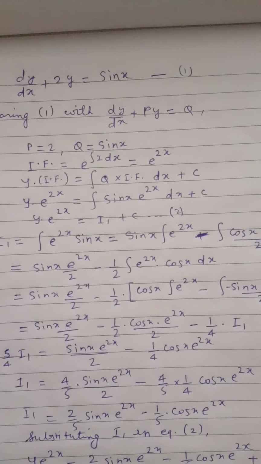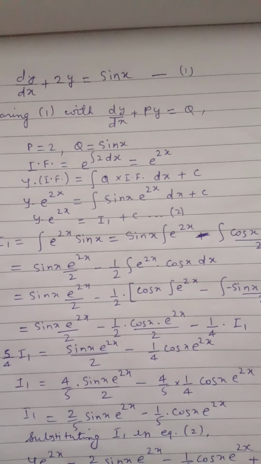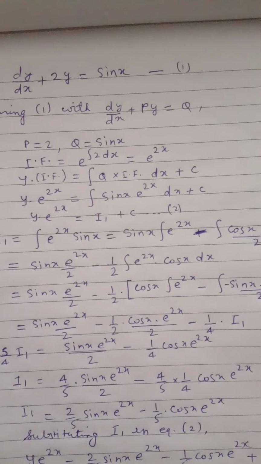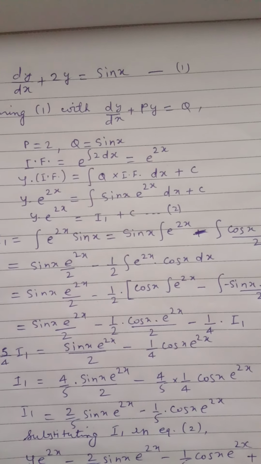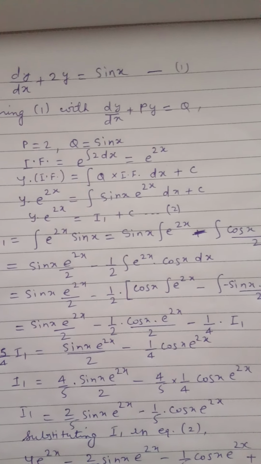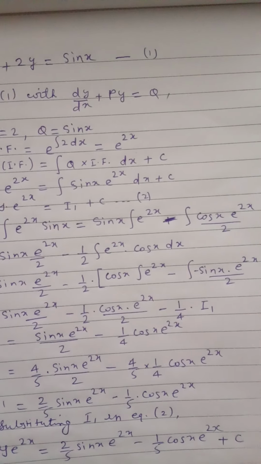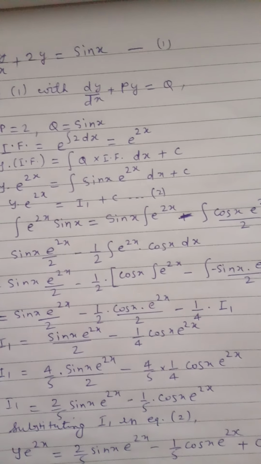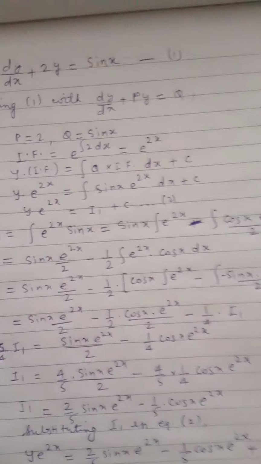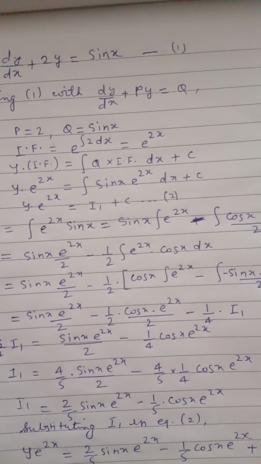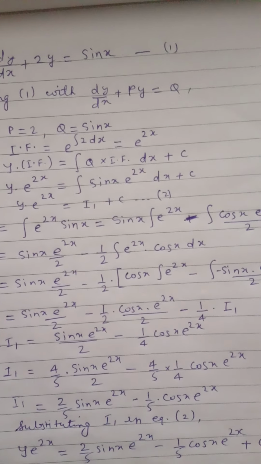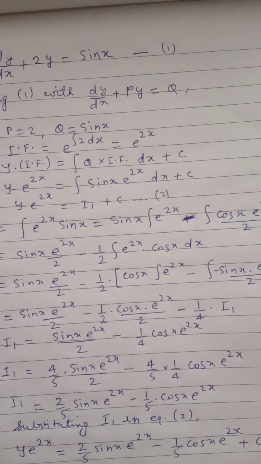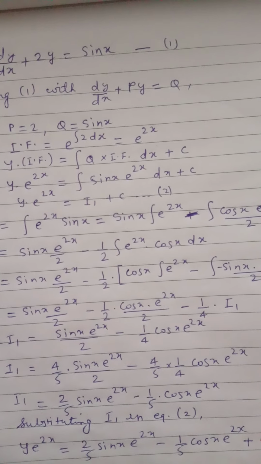We will use integration by parts. Because trigonometric comes first, sin x comes first. We get sin x into e raised to 2x upon 2, minus the integral of cos x into e raised to 2x upon 2, since cos x is the derivative of sin x. Now this equals sin x into e raised to 2x upon 2 minus half the integral of e raised to 2x into cos x dx.